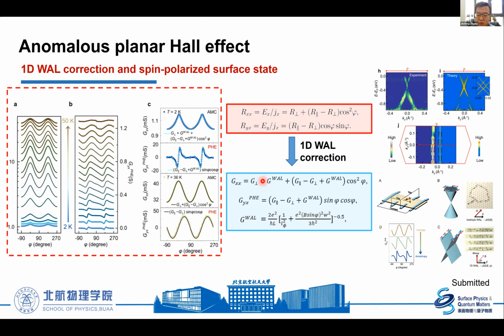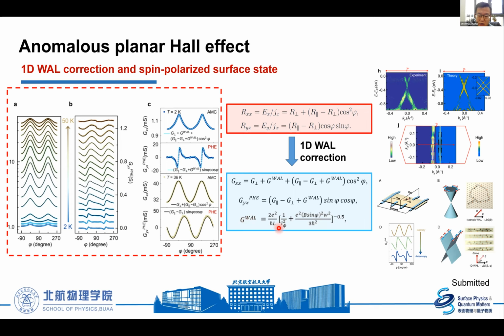For isotropic systems, the contribution of weak anti-localization should be a constant value at a fixed magnetic field. But for the highly anisotropic case, for example the one-dimensional case, the contribution of the weak anti-localization should be correlated to the angular factor. In this case, we use a theory and put this formula as a one-dimensional weak anti-localization correction.